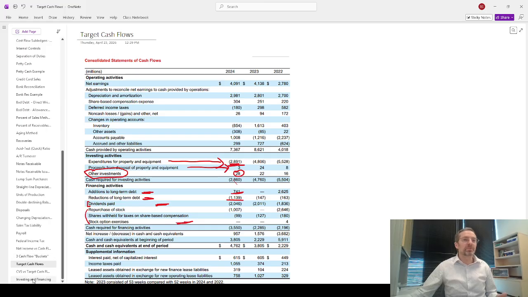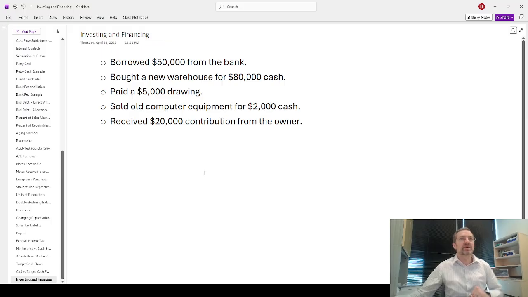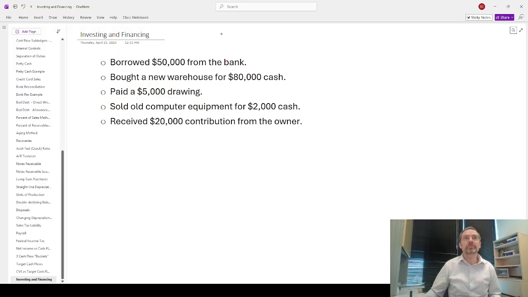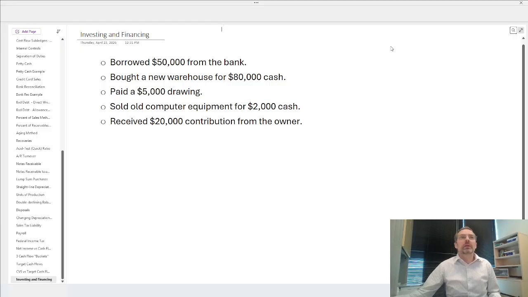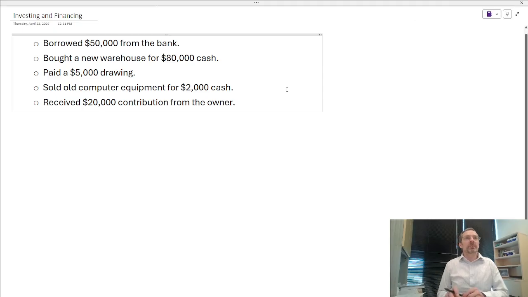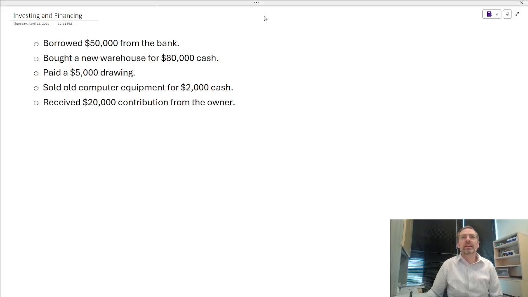Let's go through an example of putting together two of these sections, the investing and the financing. All right, so let's say we borrowed $50,000 from the bank, bought a new warehouse, paid a $5,000 drawing to our owner, sold old computer equipment, and received $20,000 from the owner.